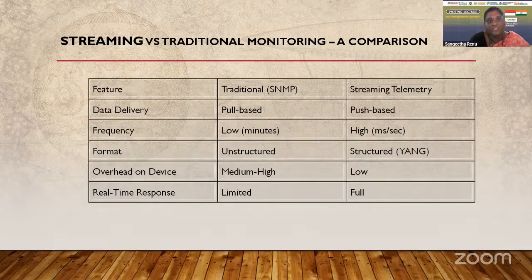But streaming telemetry sends updates as frequently as milliseconds, offering real-time visibility. In SNMP, data is often unstructured or loosely structured, making it harder to parse, normalize, or correlate across devices. Streaming telemetry uses YANG data models for consistency and a vendor-neutral format. SNMP, based on repetitive polling, can strain CPU and memory, especially on large or older devices. Streaming telemetry, with efficient encoding and asynchronous push, results in minimal device resource usage.